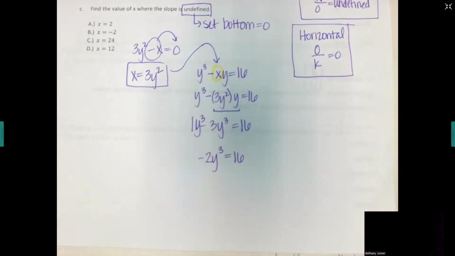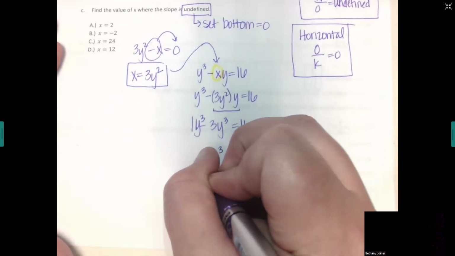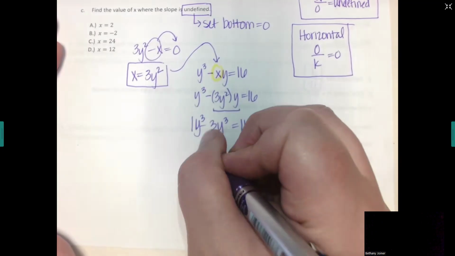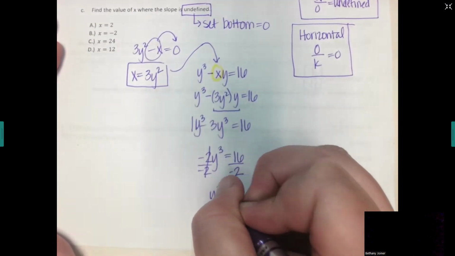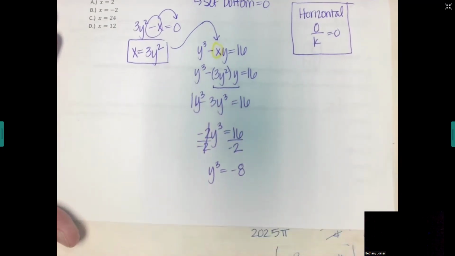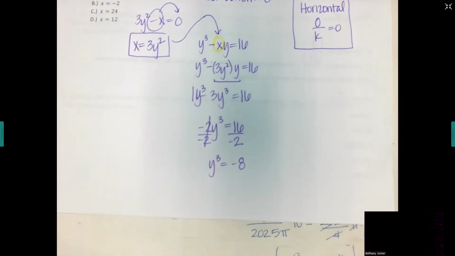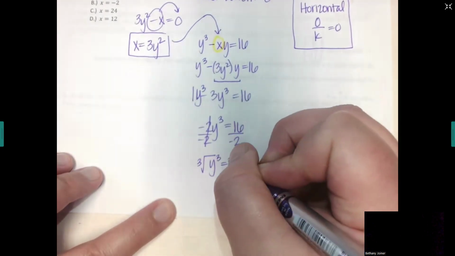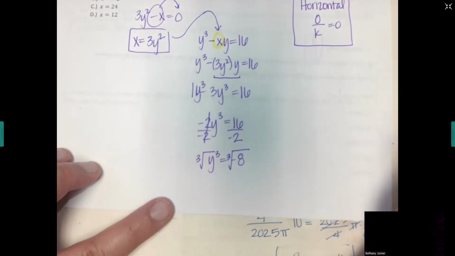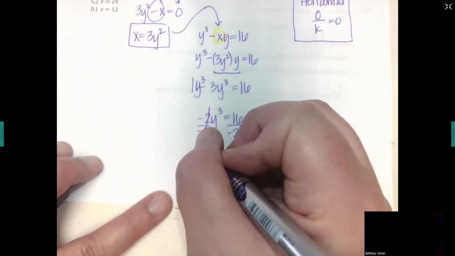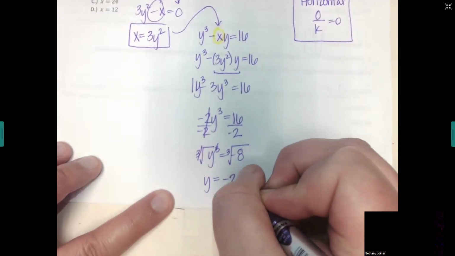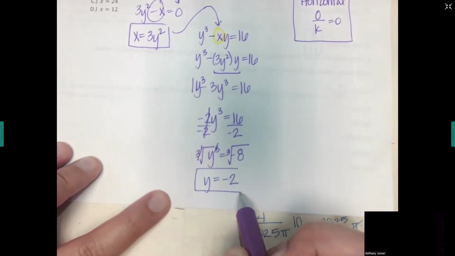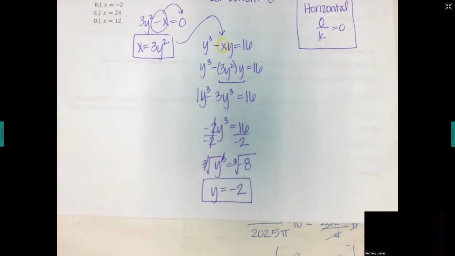So after I combine like terms, 1 take away 3 is a negative 2. How do I get rid of the negative 2? Divide it. So I'd have y cubed is negative 8. Cube root. And when you cube root, can you do negatives? Yes. Remember, square roots, no, they'd be imaginary, but cube roots, you're fine. So my answer would be y equals negative 2. Is there an answer that says that? Does it say y? It's a trick.